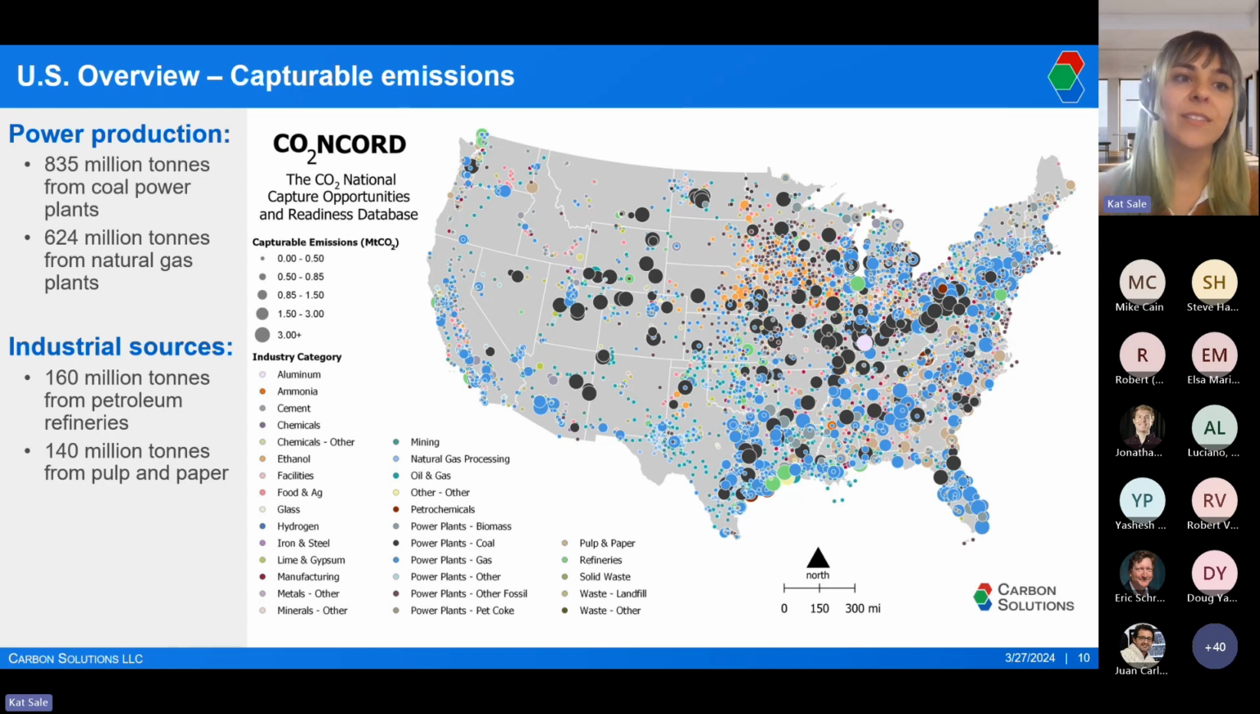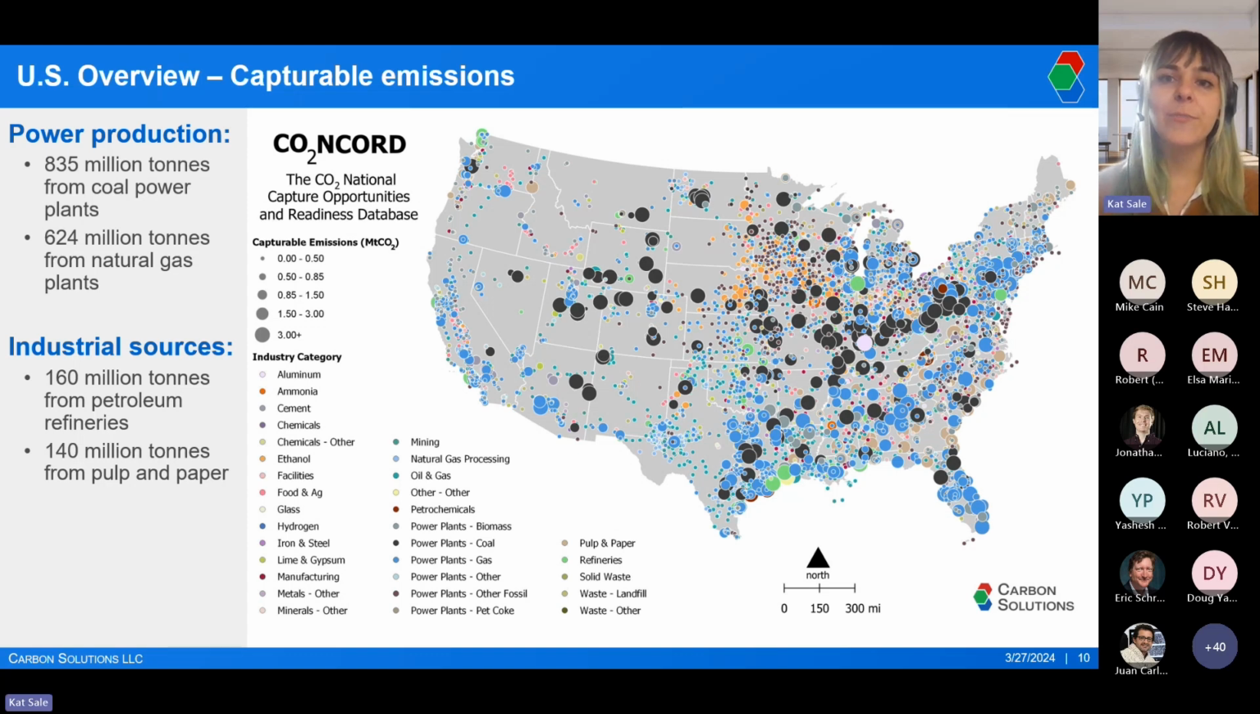And so then in terms of industrial sources, the highest emitters that have the highest quantity of capturable CO2 across the US are petroleum refineries and pulp and paper production. So petroleum refineries produce 160 million tons of CO2.